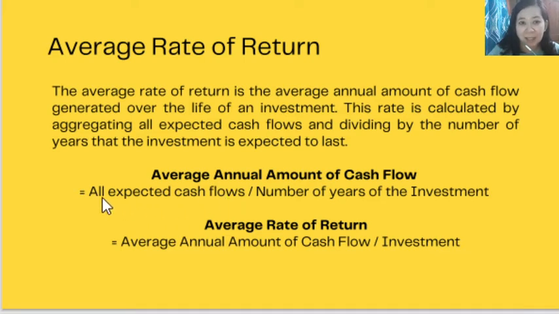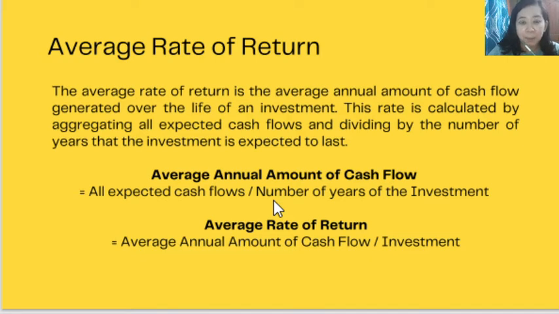This is our numerator here. We will add all the expected cash flows. The sum of the expected cash flows will then be divided by the number of years of the investment. So in our example, we will divide it by 5.